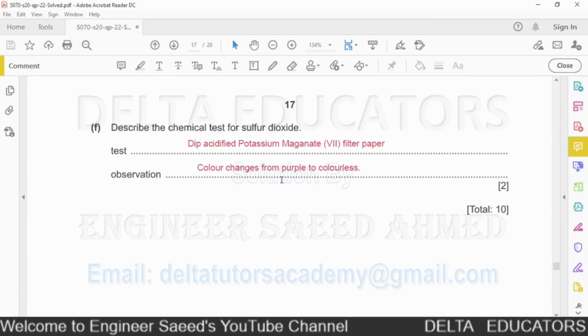Part F. Describe the chemical test for sulfur dioxide. To test sulfur dioxide, what we have to do? Just we have to take a filter paper. First we have to dip this filter paper in acidified potassium manganate. Now this filter paper that is already dipped in acidified potassium manganate, we have to bring close to the test tube where we have kept the sulfur dioxide gas. If the color changes from purple to colorless, it means this test tube contains sulfur dioxide gas. So what will be the observation? The observation will be color changes from purple to colorless. Okay, next question.